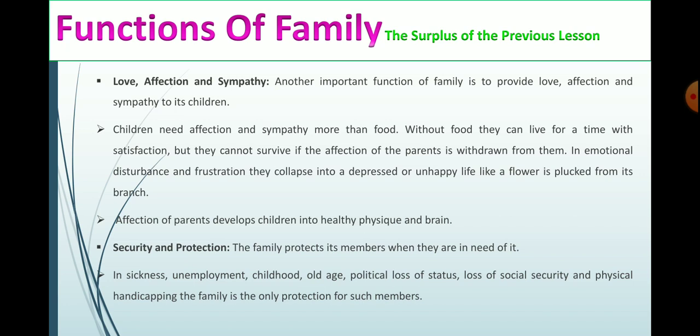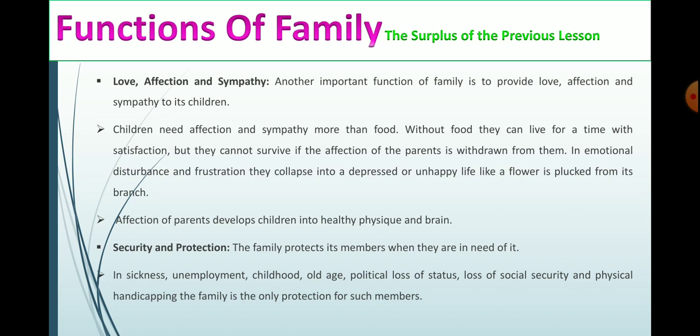Okay, the other function is security and protection. The family protects its members when they are in need of it. Protection and security is also a function of family, and this should be taken seriously by the elders of the family, father as well as mother. For example, in sickness or unemployment, childhood, old age, political loss of status, loss of social security, and physical handicapping, the family is the only protection for such members.